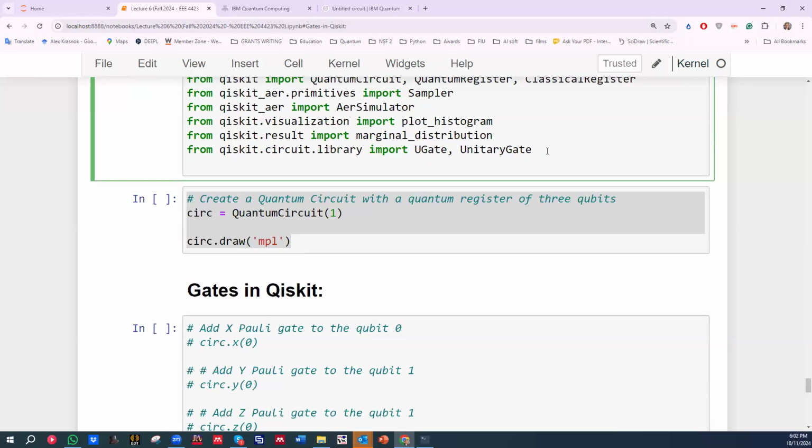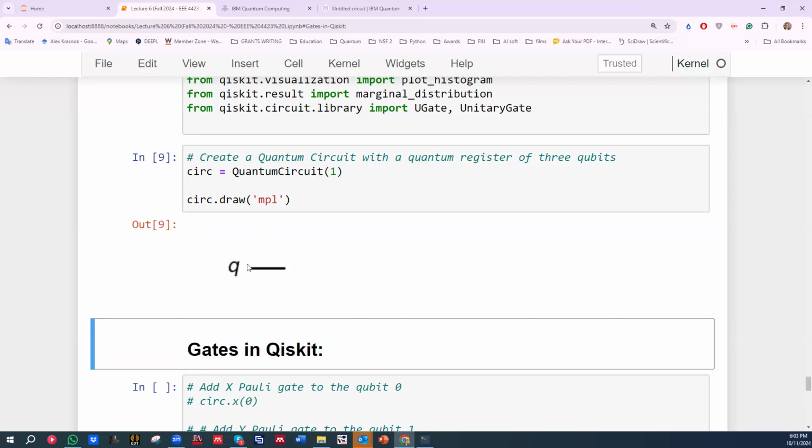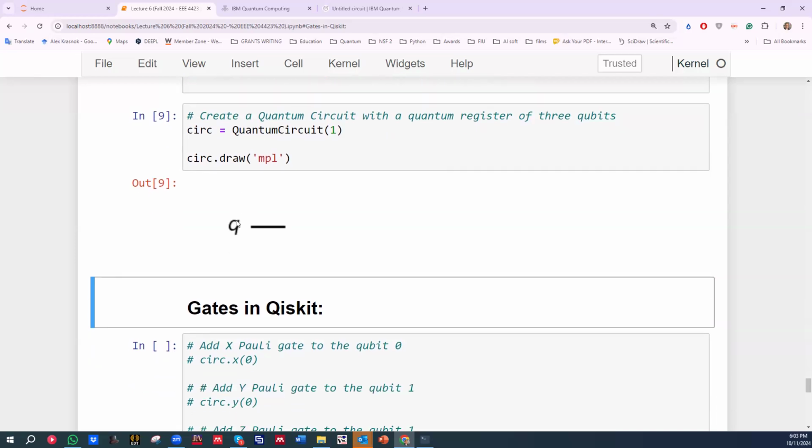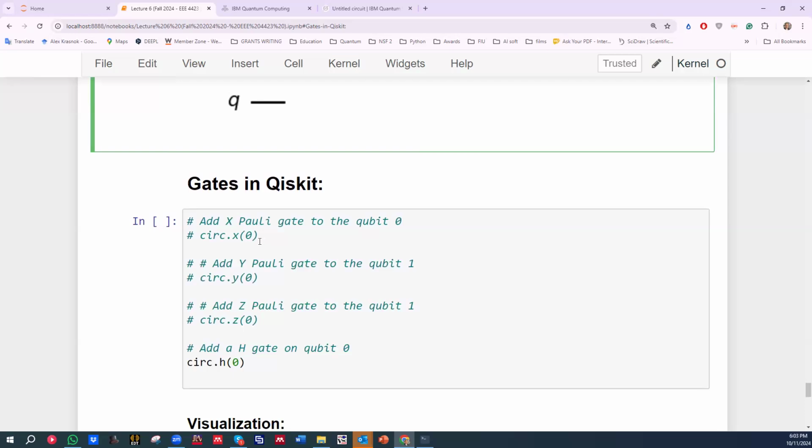I just copy and paste this from my last year's lecture. So the first step you do, you create a quantum circuit, right, with a number of qubits. In this case, let us make this number of qubits to be 1. So this is the qubit created. By default, it's created in the state 0.